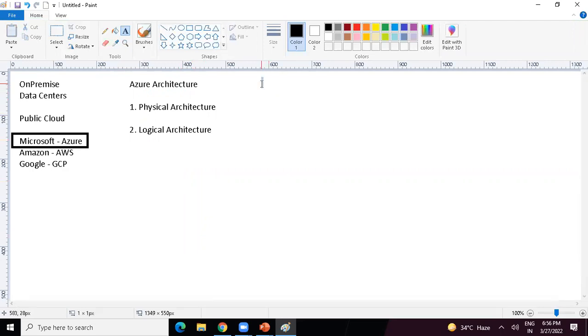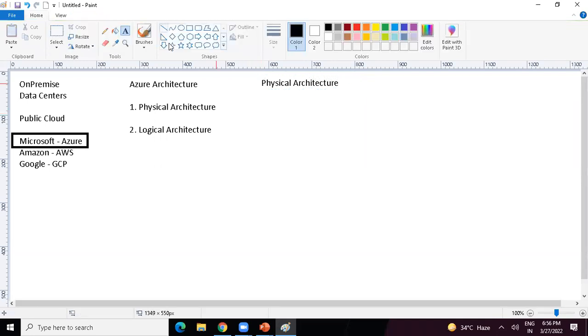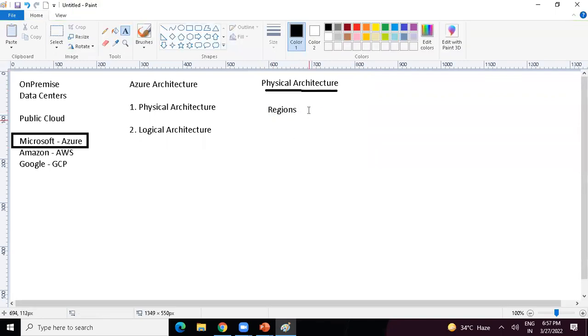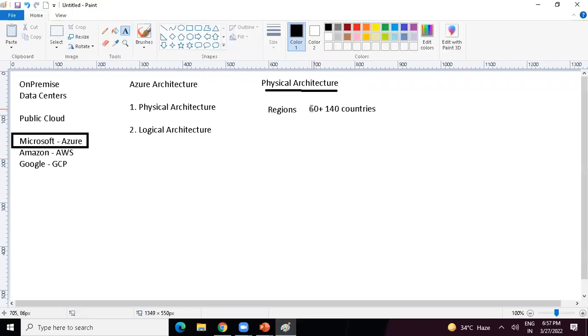Let's talk about physical architecture. In physical architecture, at the very top, we have something called regions. Azure has 60 plus regions, and it is providing services across 140 countries. What do we understand by the name region?